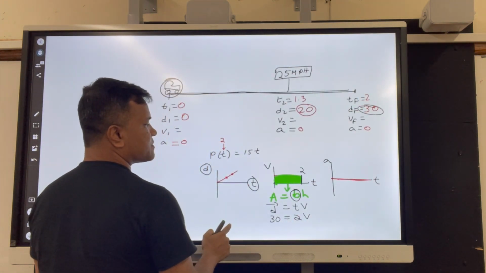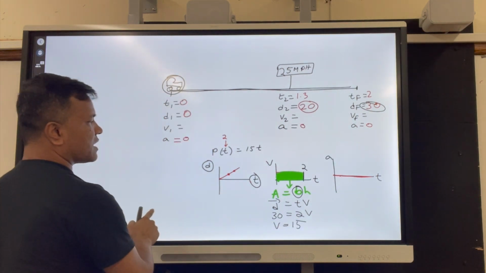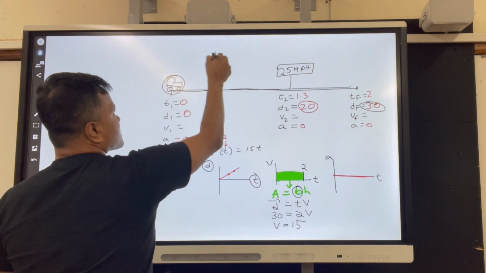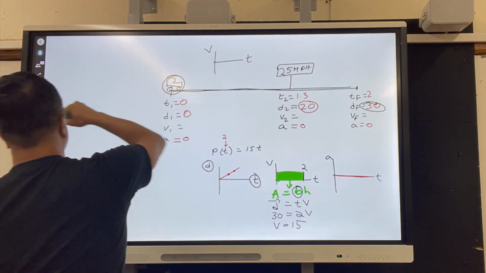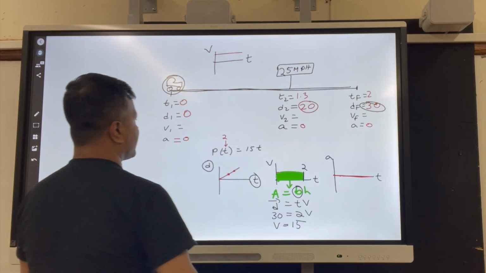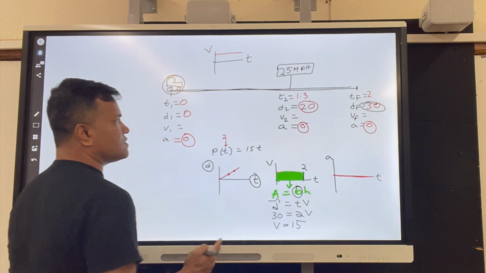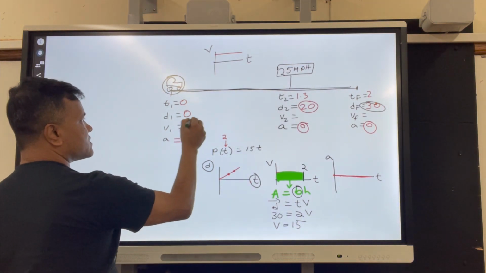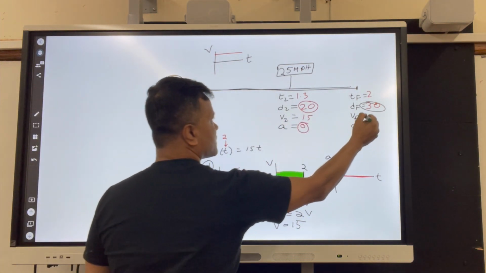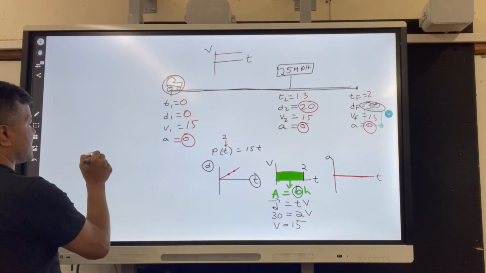So velocity is 15. Since the velocity is a horizontal line, and since the acceleration is 0, you cannot change the velocity when the acceleration is 0. Not possible. Next question I ask you, what is the average velocity?